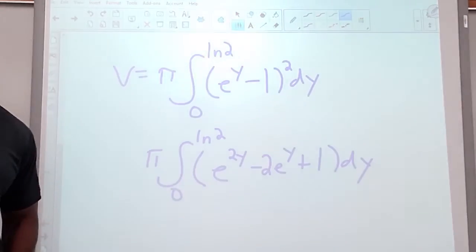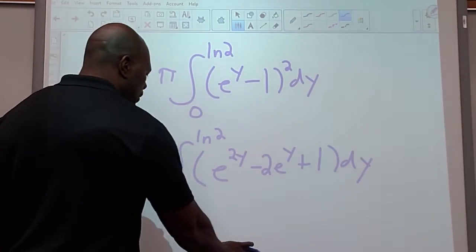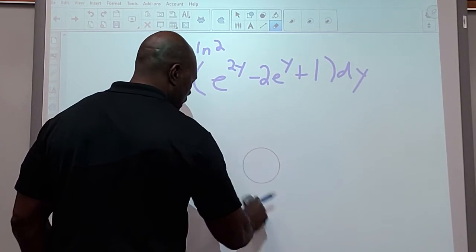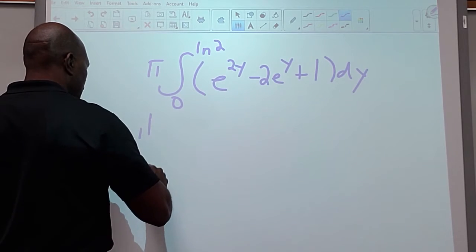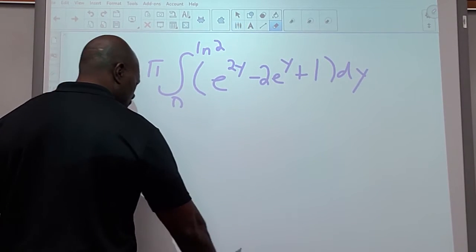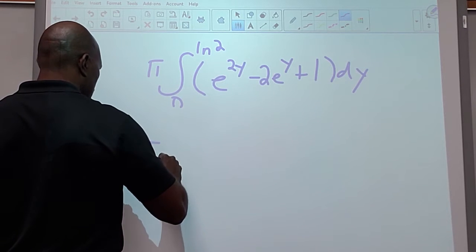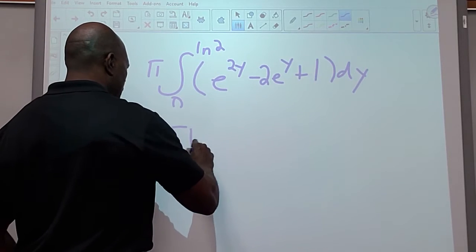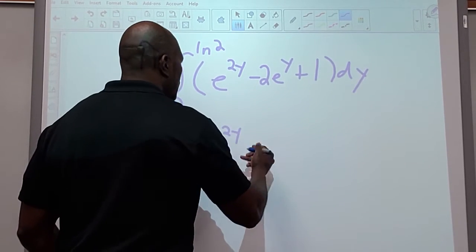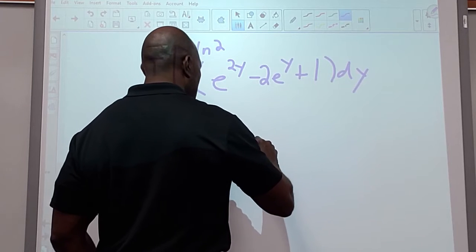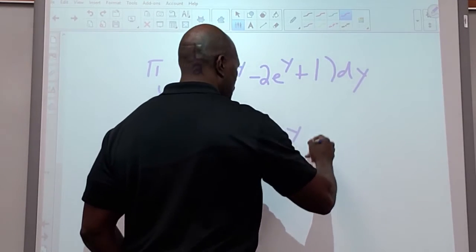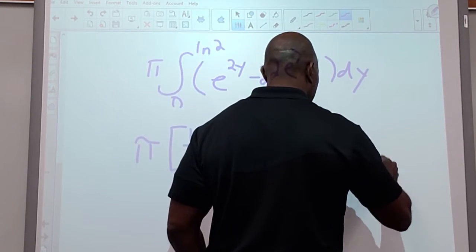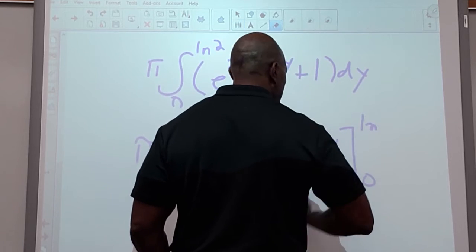And so now we can integrate and evaluate. My integration was slightly off, so let me redo it. If I integrate e to the power 2y, I should get 1/2 e to the power 2y. The integral of minus 2e to the y is just minus 2e to the y, and of course the integral of 1 is going to be y. And so that's going to be evaluated from 0 to ln 2.